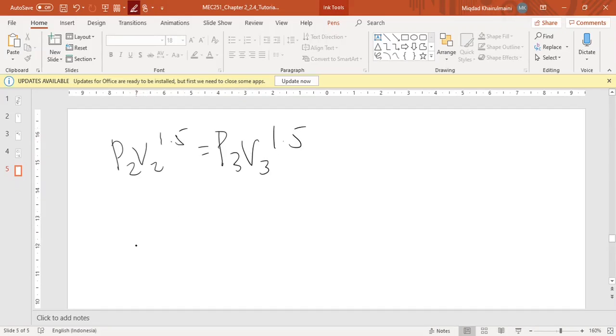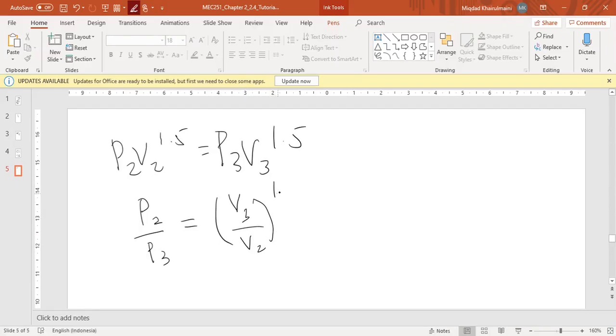When I rearrange it, I like to rearrange it in terms of the greater number divided by the lower number. So it's P2 over P3. P2 is higher than P3 because process 2 to 3 is an expansion process, so the pressure will reduce. P2 is 3200 kilopascal, and V3 here is greater than V2 because V3 is equivalent to V1, 0.08. V2 is only 0.02, and the index number is 1.5.